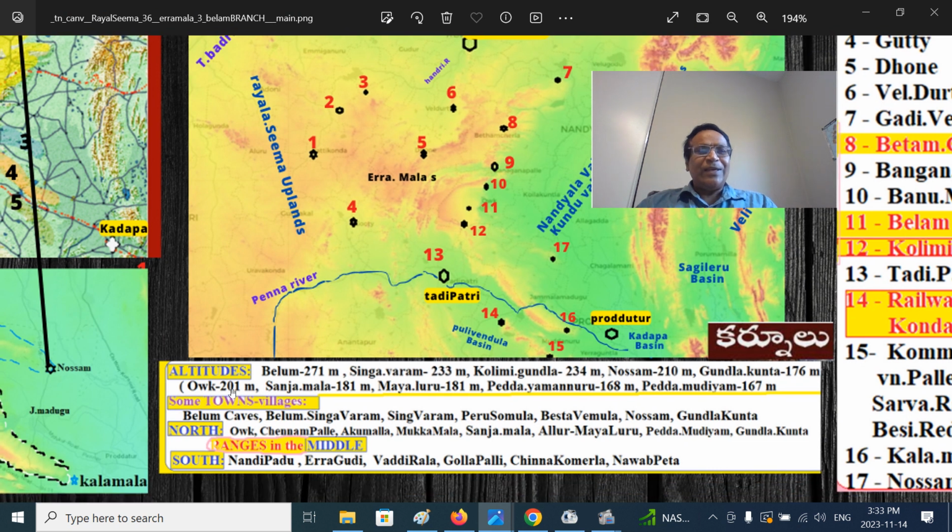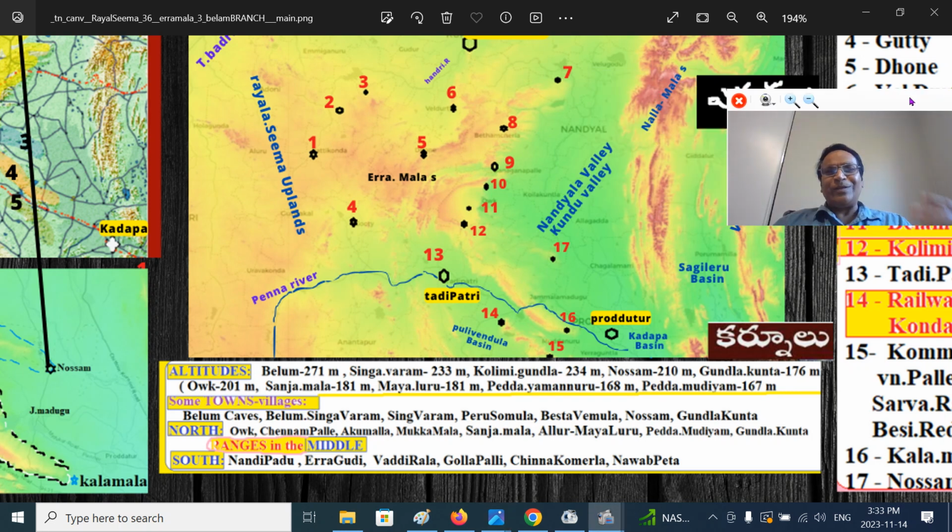Here the altitudes. So the altitude of important towns. Remember this overall your base point is the Nandyal Valley. Nandyal town itself around about 220 meters or so, and the southern part is 175. Whereas in the Nossam region you may not get the peaks more than 400 or so.